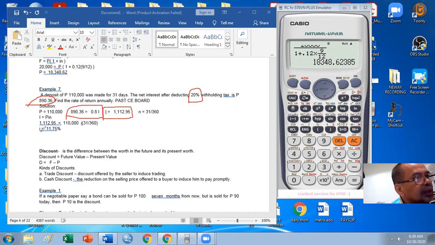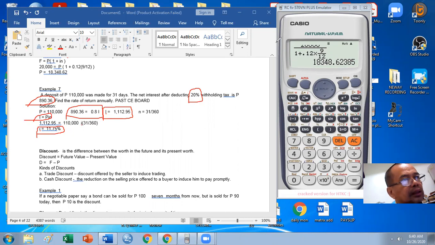Okay, so that's why ito yung ginamit dito. 112.95 is 1,100 using this formula times I times 31 over 360. And you will get interest is 11.75%.